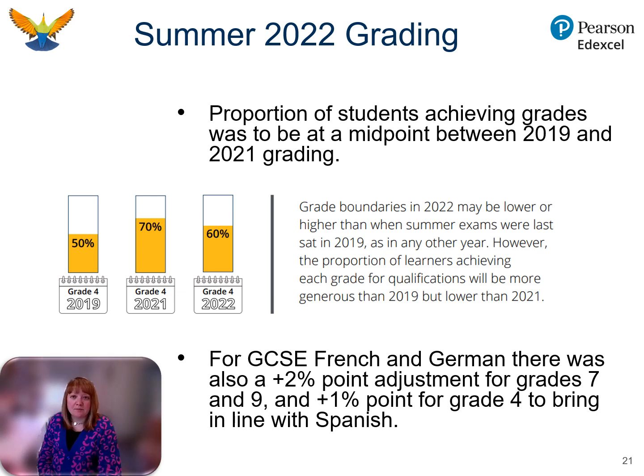Finally, a little about grading. What you can see on screen was the explanation of the 2022 grading system. The proportion of students achieving grades was to be at a midpoint between 2019 and 2021 grading. Grade boundaries in 2022 may be lower or higher than when summer exams were previously sat in 2019, as in any other year. However, the proportion of learners achieving each grade for qualifications was more generous than 2019, but lower than 2021. For GCSE French and German, there was also a 2 percentage point adjustment for grades 7 and 9, and a 1 percentage point for grade 4 to bring in line with Spanish.